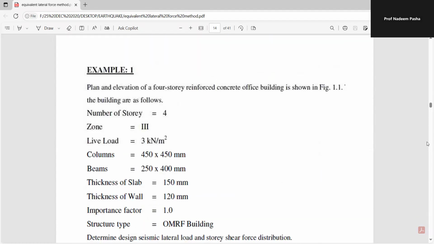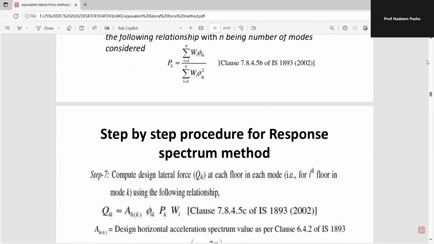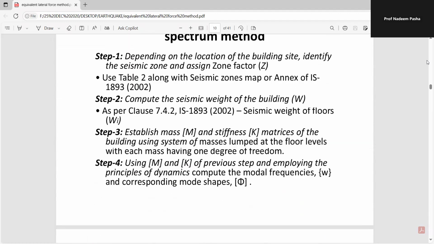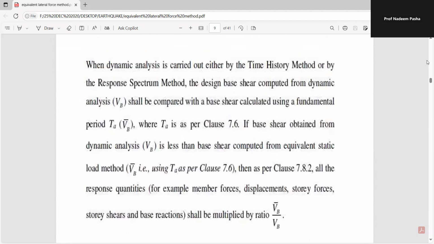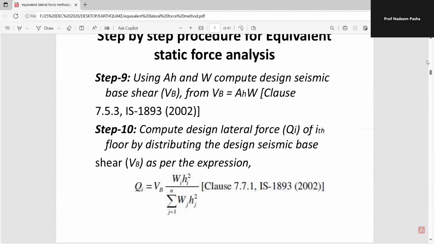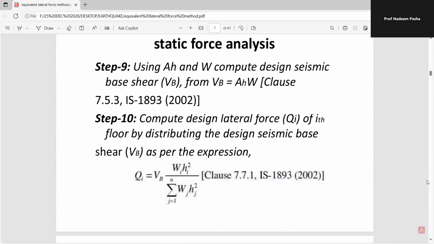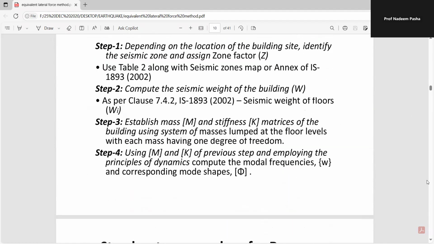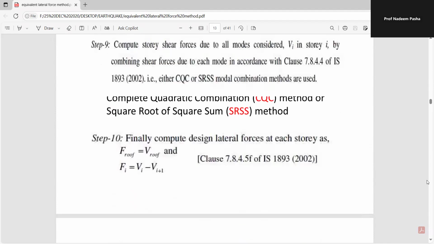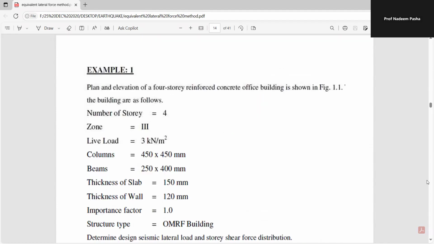So in the last class, we have seen the equivalent static method. This we have seen: the response spectrum method, the detailed procedure, dynamic analysis, and also the equivalent static force analysis we have done. So now what we will do is we will solve a problem.